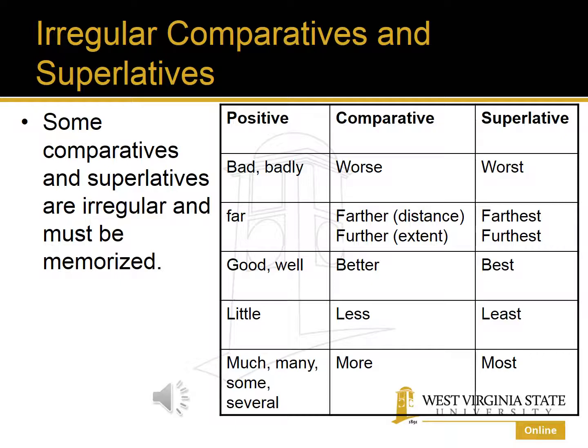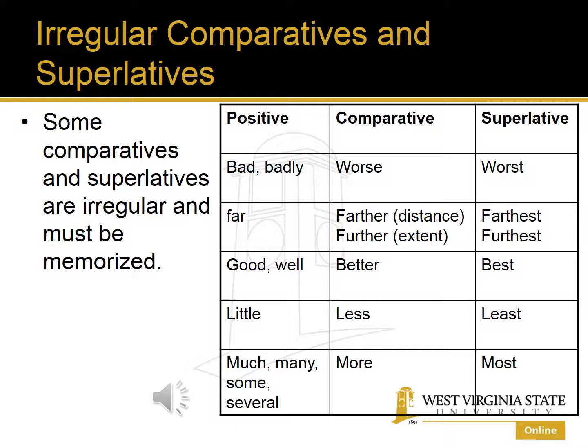These words often get confused, worse and worst, because of the similar sound. So pay attention. Worse is the comparative, and worst with a T is the superlative. Think about it, it's ending in ST, so it's the superlative. Far. Far is an adverb, and we have two forms of the comparative depending on what we mean. Farther when we're talking about distance, or further when we're talking about extent. And then the superlative follows suit, farthest and furthest.